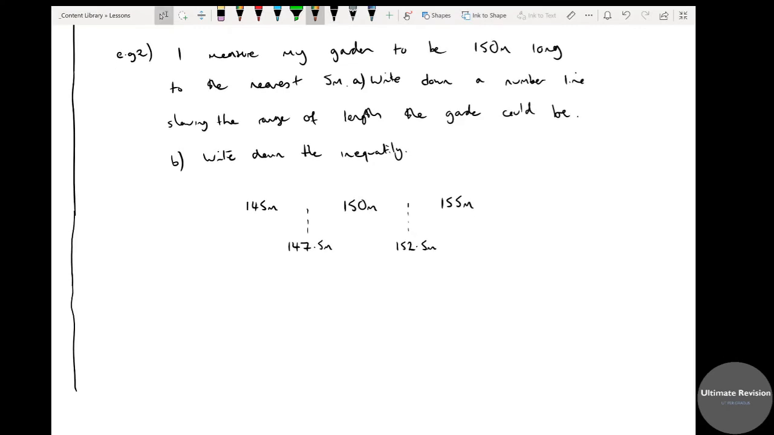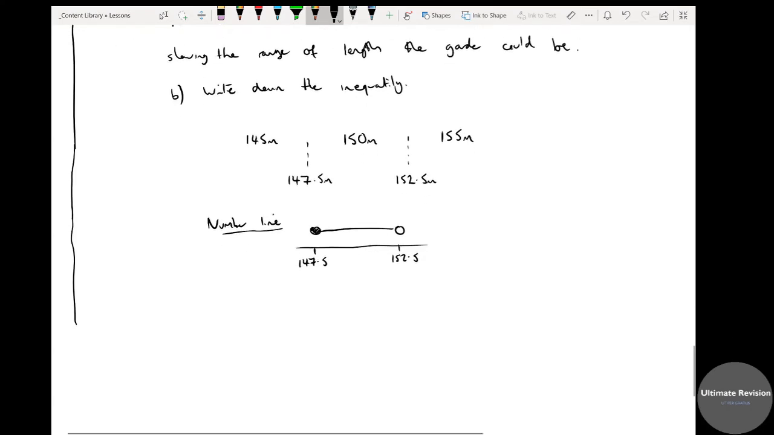Okay, it's a bit like rounding to the nearest 5. That's exactly what we're doing here. Now on the number line, once we've got that, it's quite straightforward. The biggest it could be is 152.5. Remember to put that as a clear circle. And the smallest it could be is 147.5. And remember that is coloured in. And that would be our number line there.